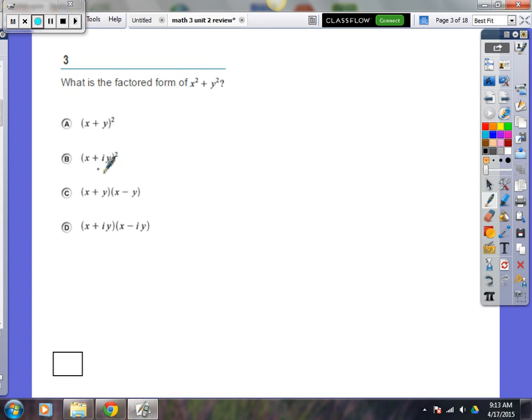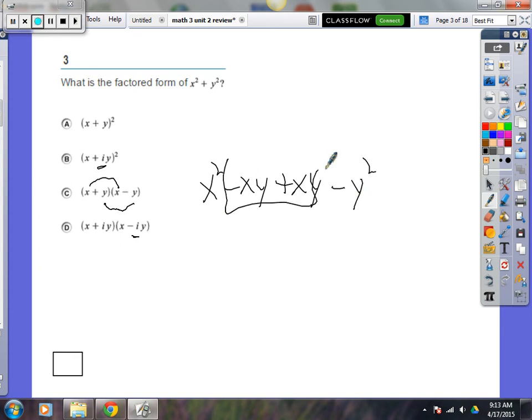So look at b, that's an imaginary, and d is an imaginary. If you distribute c through, you're going to get x squared minus xy plus xy, but then the y's are going to be minus y squared. So these middle terms zero out, but you've got x squared minus y squared, and we want x squared plus y squared. So we're going to kill a, we're going to kill c.